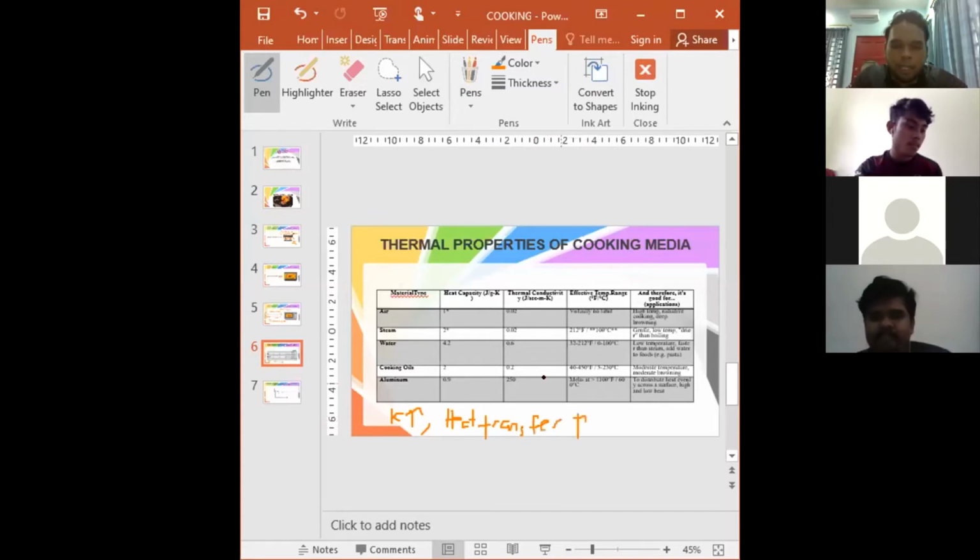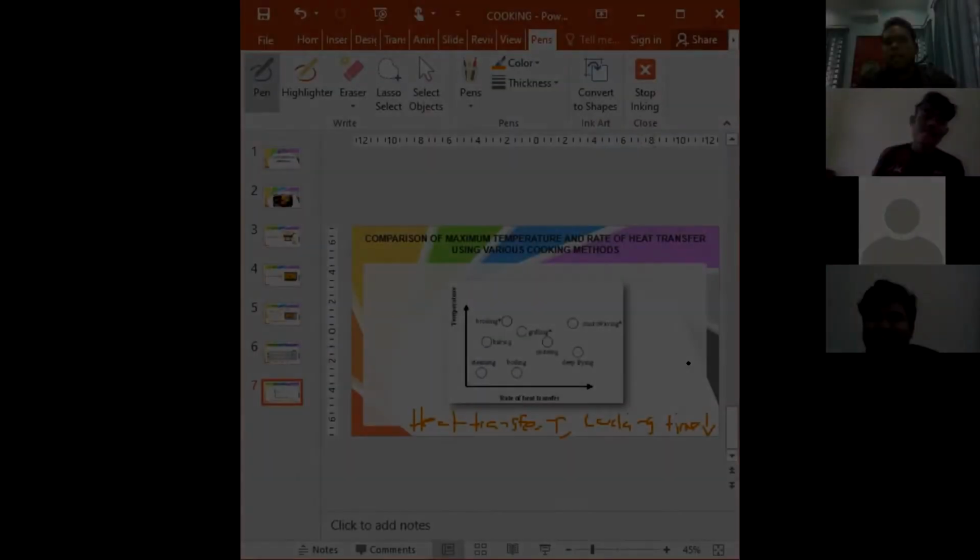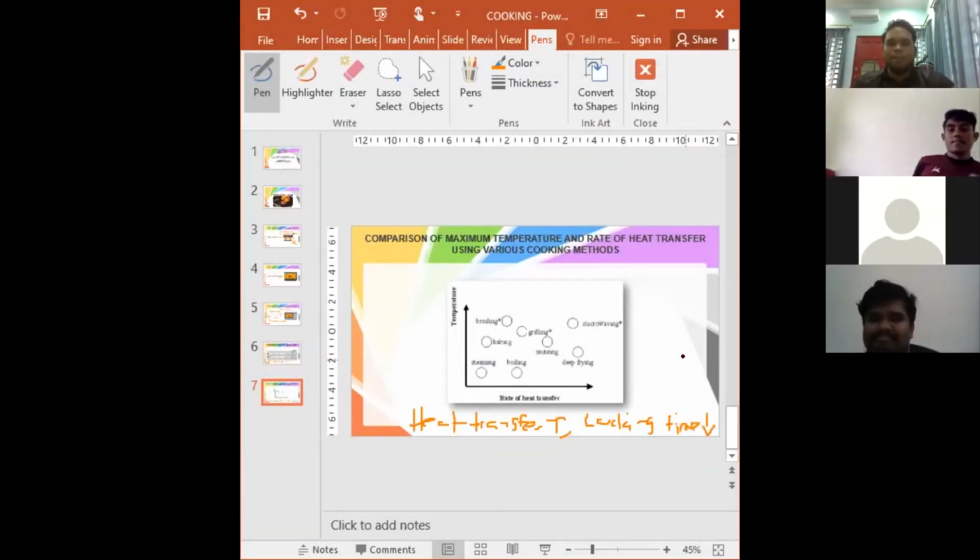So when you want to cook something, like fried chicken, we have to choose a frying pan with high conductivity, such as materials like copper, aluminium and steel, because they are the best conductors of heat. So that is the overall mechanism of the application of heat transfer in cooking.